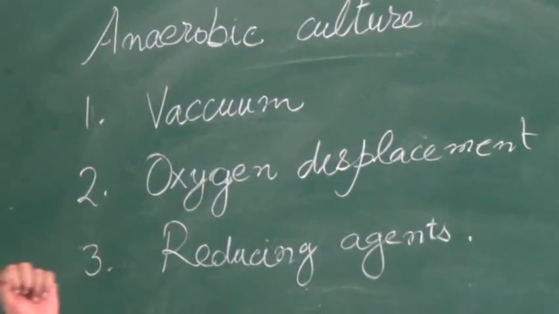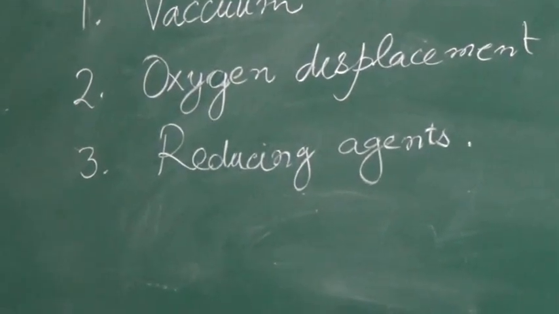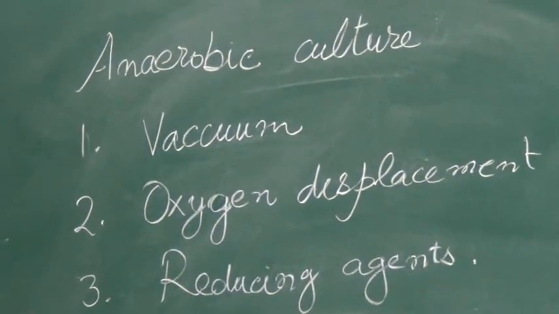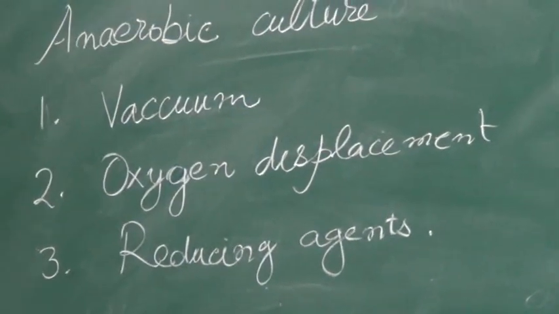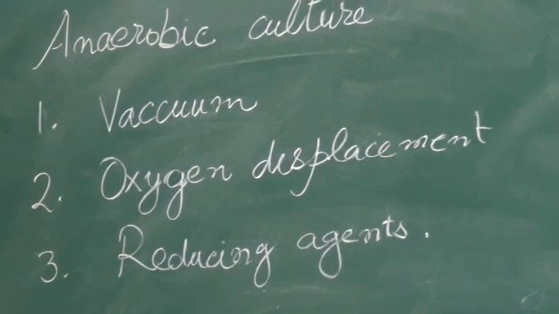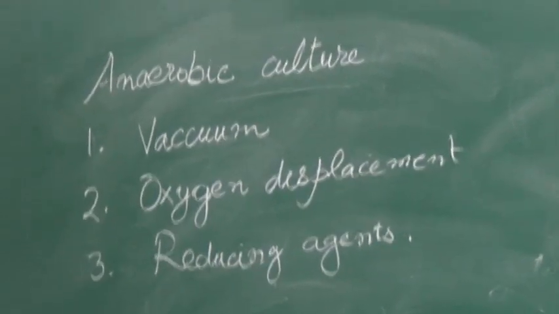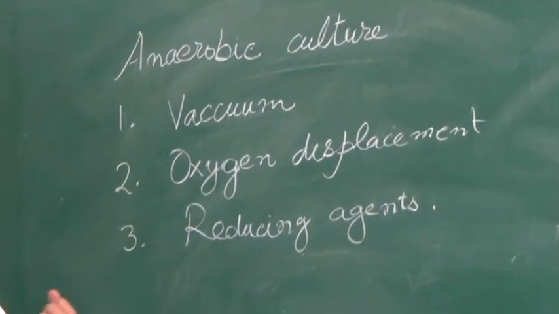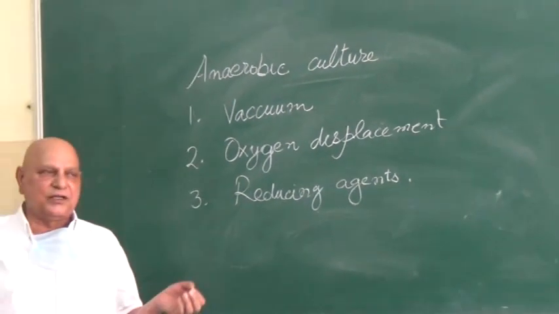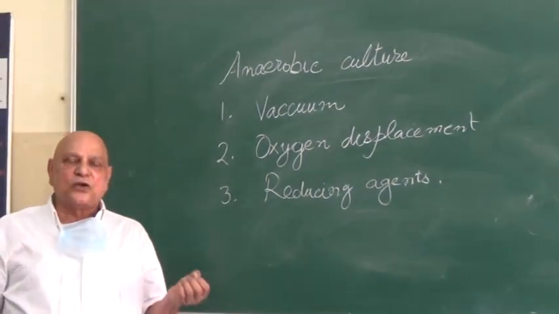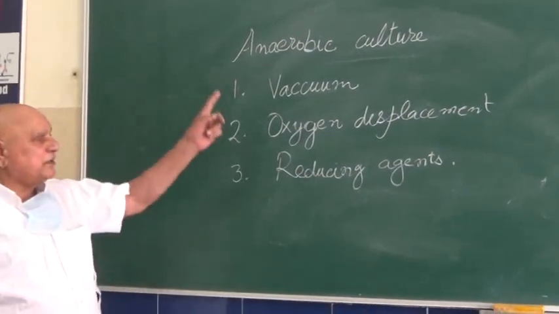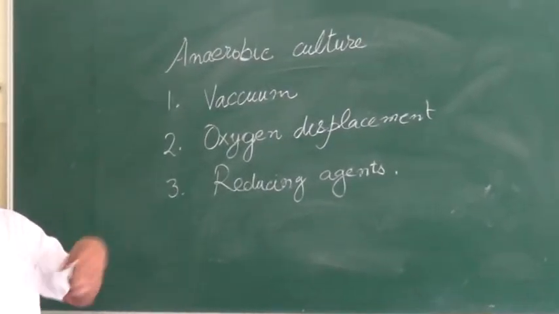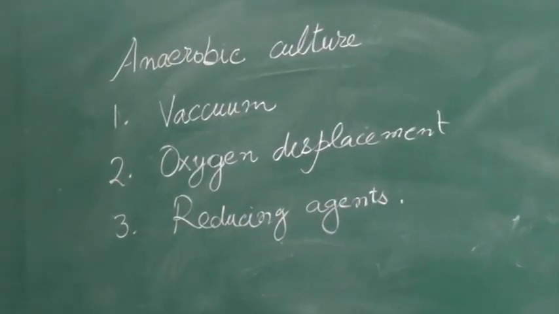And for reducing agents, there are many kinds which can be used, like ascorbic acid, glucose, cysteine, thioglycolate. In our normal laboratories, we use cooked meat, and the medium is known as Robertson's cooked meat medium. So we will see these three methods, how we approach them.